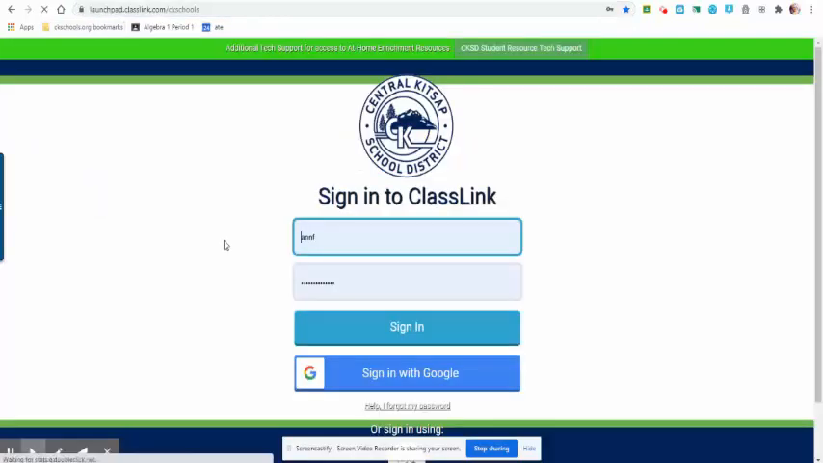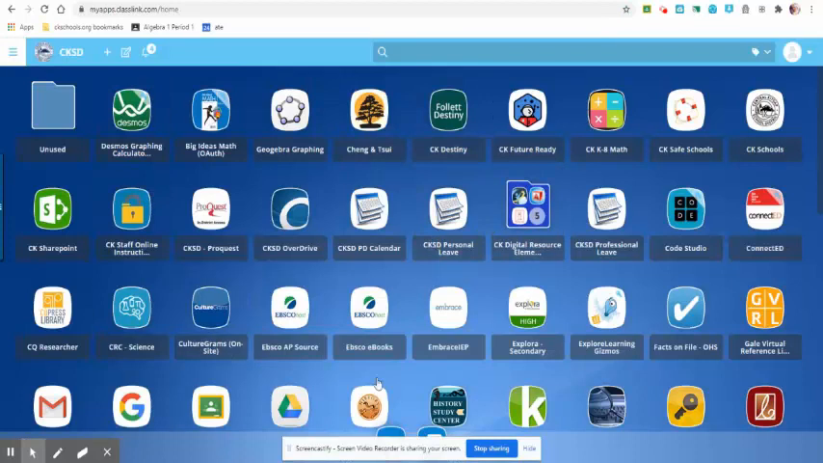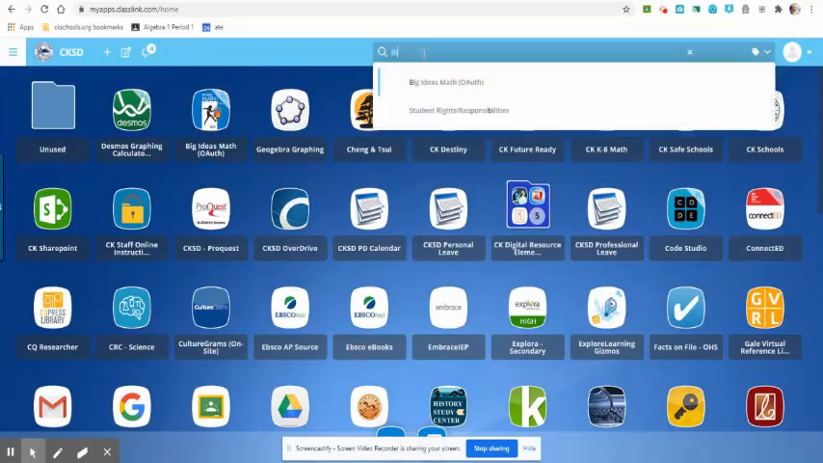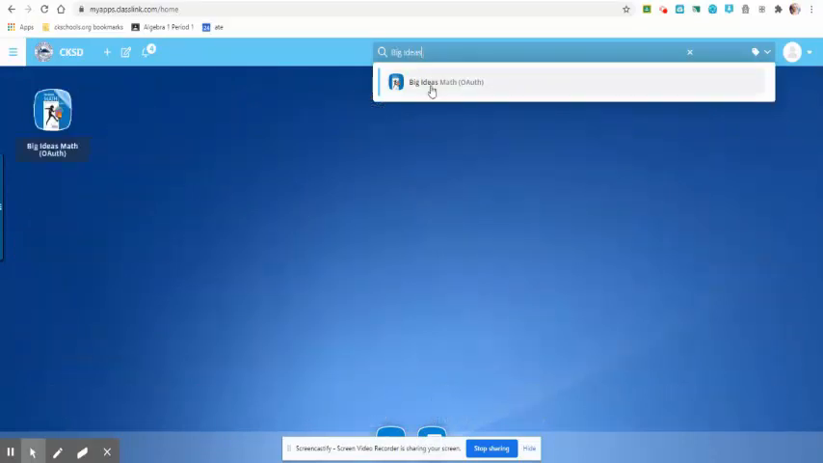You will sign in using the username and password that you log into your school Chromebook on. So I'm going to click Sign In. Now, since I am a teacher, I have a lot more icons than you have. You will be looking for Big Ideas because this is our math course. If you are not able to quickly find it, you may come up to the search engine, type in Big Ideas, and it will come up for you.